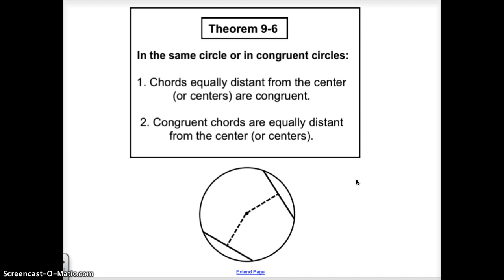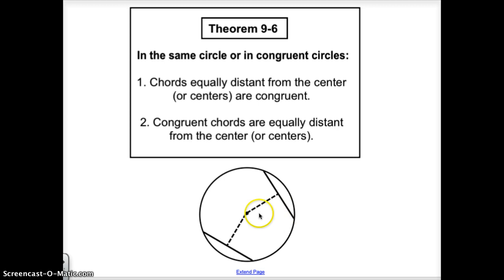Last theorem. Chords that are equally distant from the center or centers of congruent circles are congruent, and congruent chords are equally distant from the centers. So therefore, as long as we know that the chords are congruent, we could say that the segments that connect the center to the chord are also congruent to the other segment, and that wouldn't be known as a radius or anything like that.